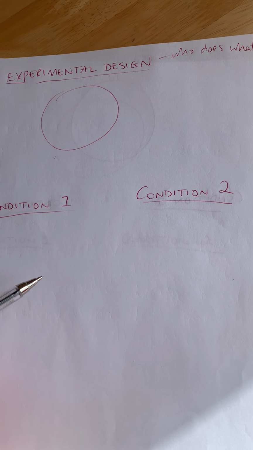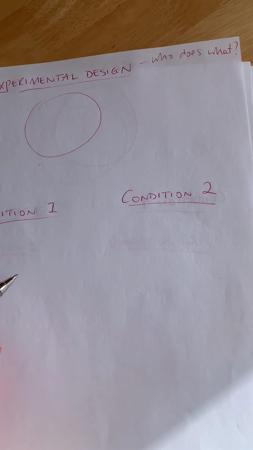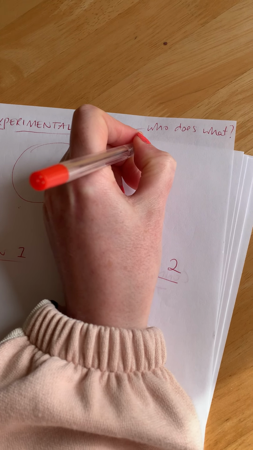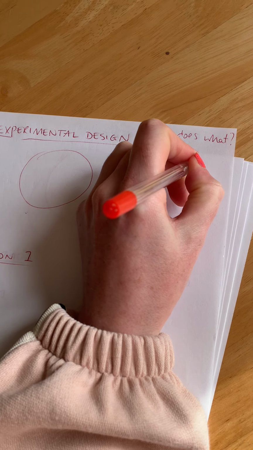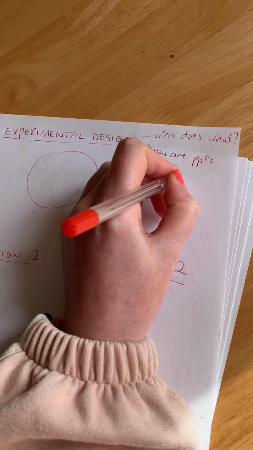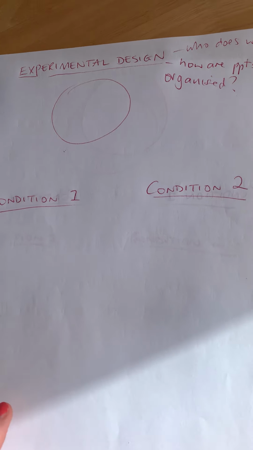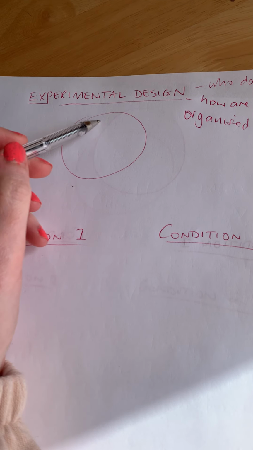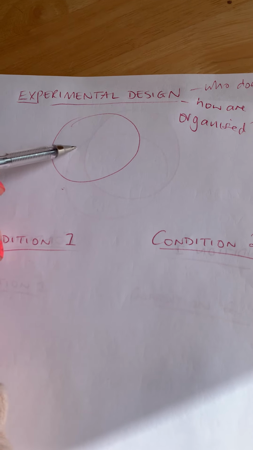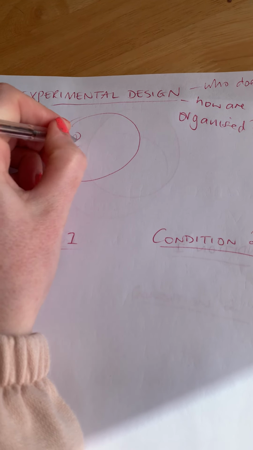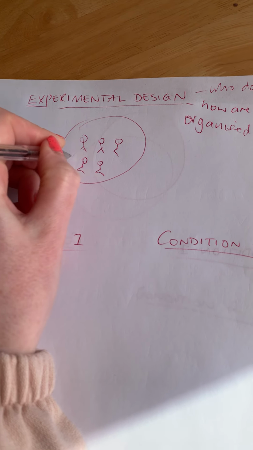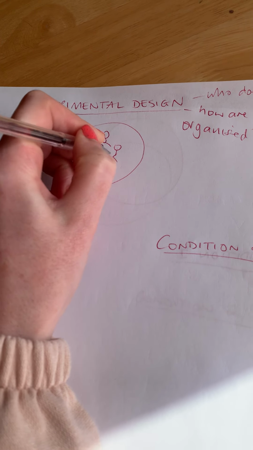Okay, so experimental design, who does what? How do we organise our participants? What we have here is a circle, and in that we are going to put all our participants that are taking part. So lots and lots of participants.